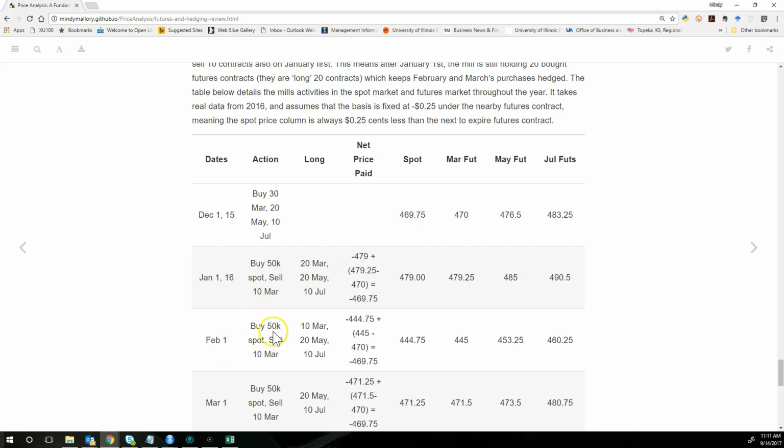Similarly, on February 1st, they buy 50,000 bushels of wheat in the spot market. They lift another 10 contracts of March to lift that hedge, and that means they remain 10 contracts long in March, 20 long in May, 10 in July. Similarly, here for the net price paid calculation, they pay the price they're seeing in the spot market on the date that they go and buy. They bought March futures for 470, so we get a minus 470 here, and they close that position at 445, so they sell at 445, we do that arithmetic calculation, we get minus 469.75, just like we saw on the spot market on December 1st.